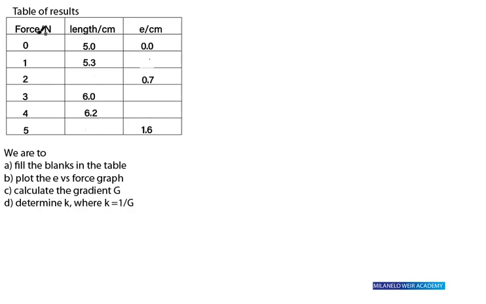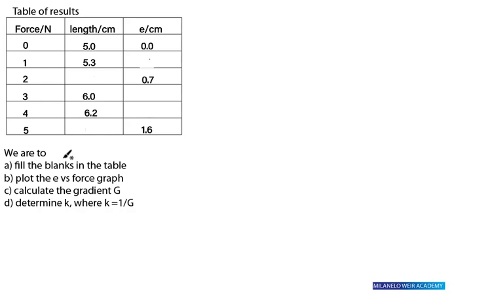Here we have the force in Newton from 0 to 5, and then we have the length in centimeters, then the extension in centimeters, and then we are to A, fill in the blanks in the table, B, plot the extension versus force graph, C, calculate the gradient, G, then lastly we are to determine K, where K is 1 over G. So we start by A, filling in the blanks.